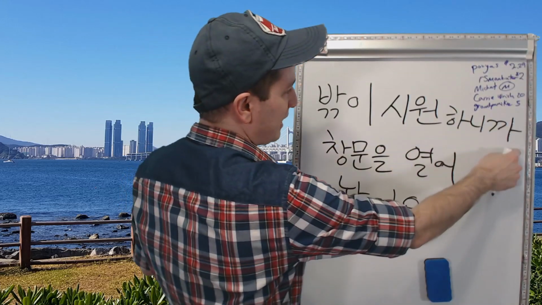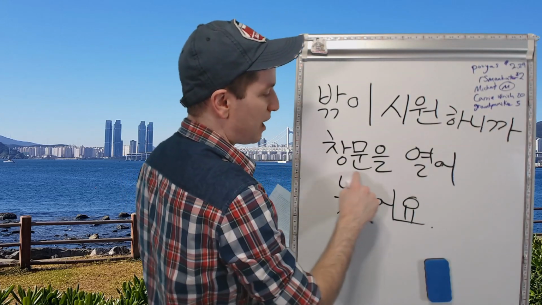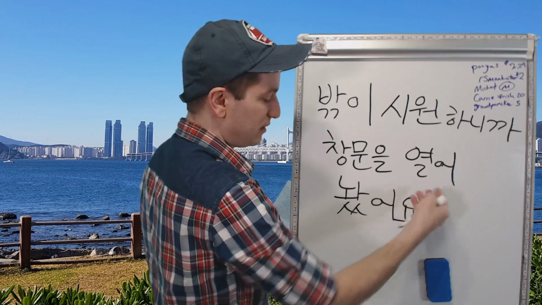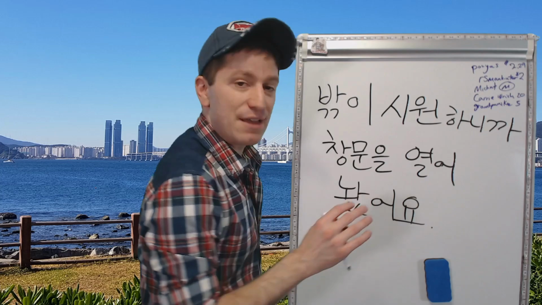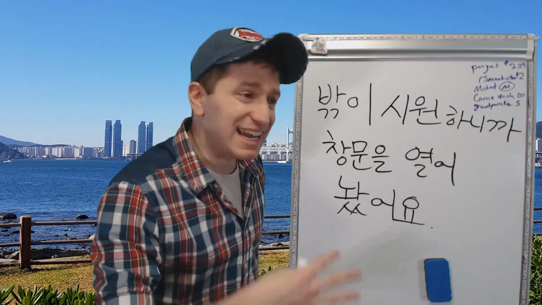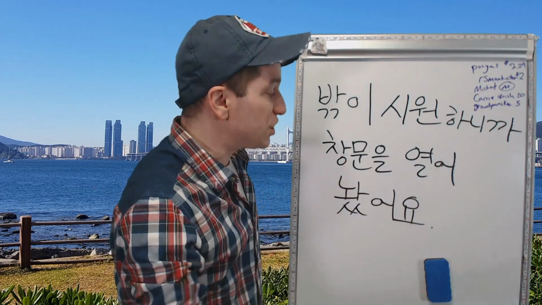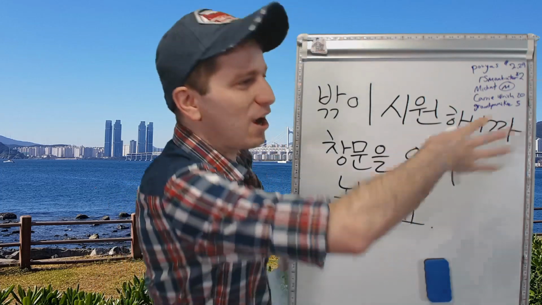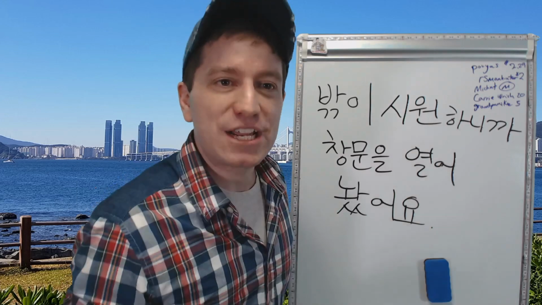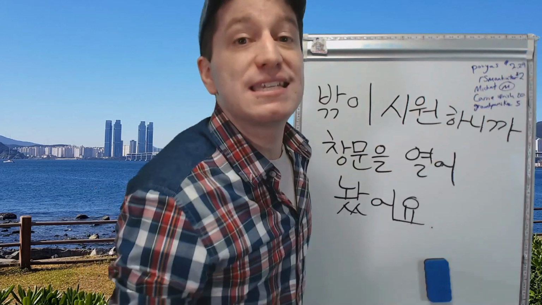밖이 시원하니까, because it's cool outside, 창문을 열어놨어요. Because it's cool outside, I opened the window and left it open. You could just say also, 창문을 열었어요. Because it's cool outside, I opened the window. It just doesn't add the extra meaning that you're intending for it to stay open.